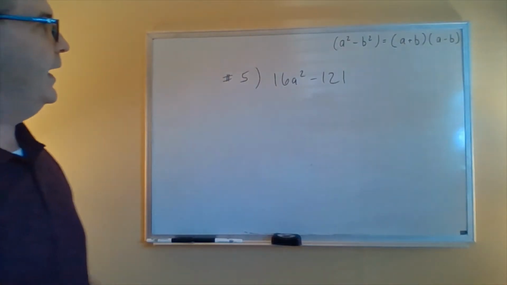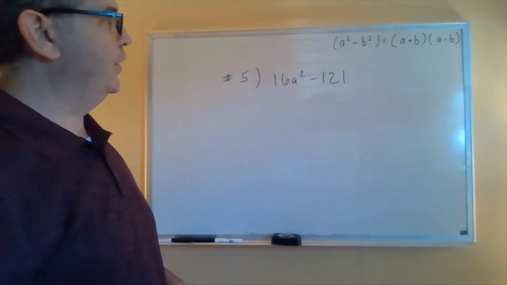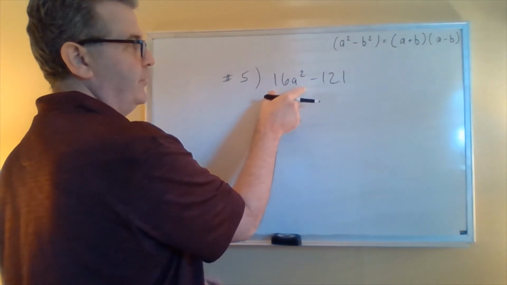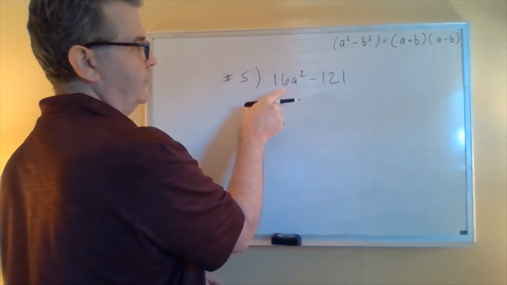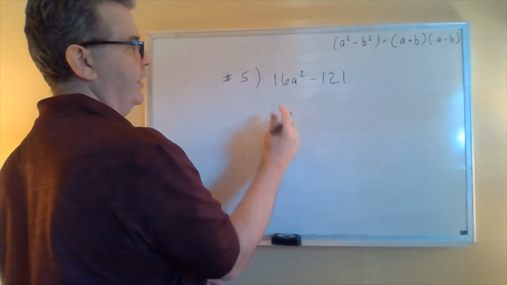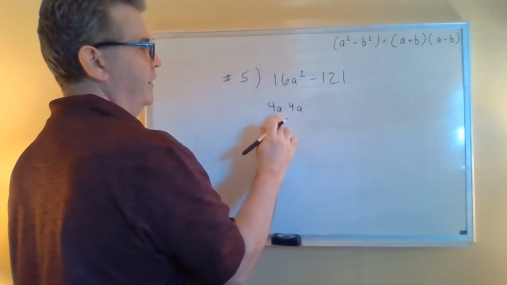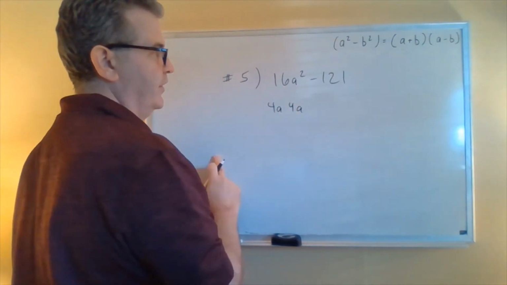Okay, so here's number 5, 16a squared minus 121. Let's look at each individual term. 16a squared, is that a perfect square? Yes, it is, because 4 times 4 is 16, a times a is a squared. So this is actually 4a times 4a. Multiplying 4a times 4a, we get 16a squared.